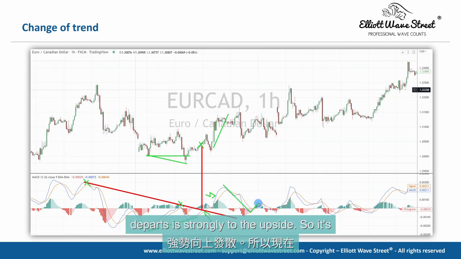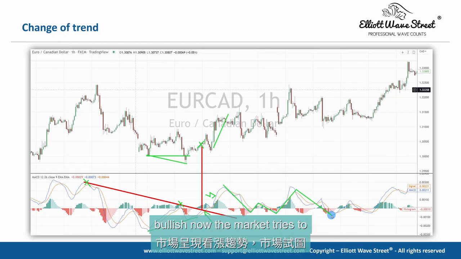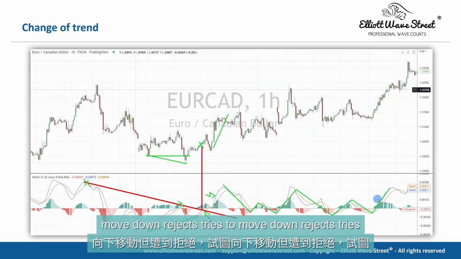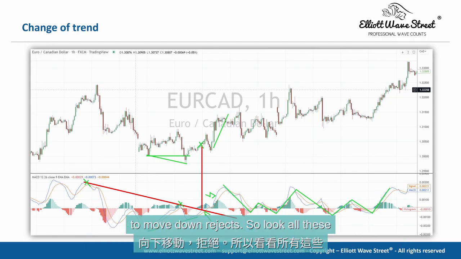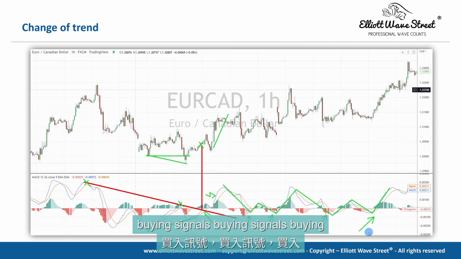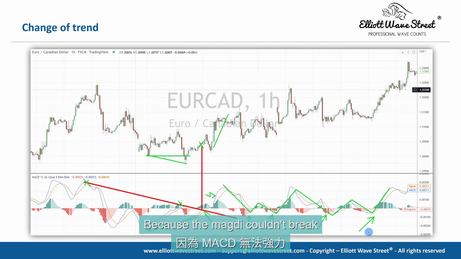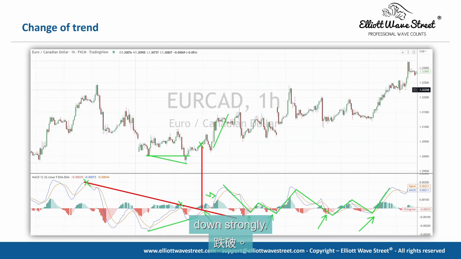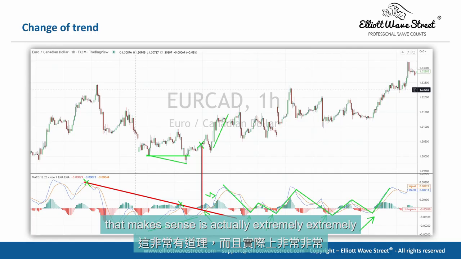The market tries to move down and rejects, several times. So look, all these are continuations. All these are buying signals, because the MACD couldn't break down strongly. Make sense? Yes, of course that makes sense. It's actually extremely, extremely objective.